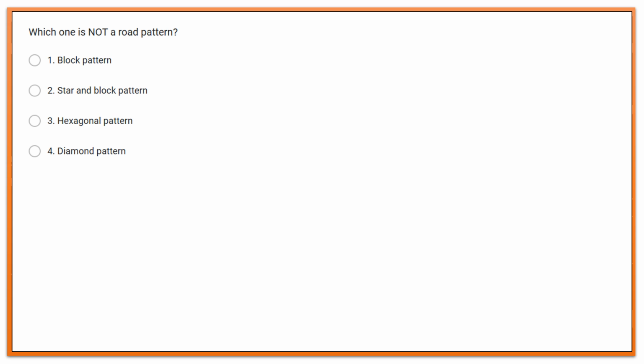The next question: which one is not a road pattern? There are different kinds of road patterns. In option one, block pattern, yes, block pattern is a road pattern. Star and block pattern, hexagonal pattern, all three are road patterns. But the diamond pattern is not a road pattern. So here the last option is correct, which is diamond pattern.